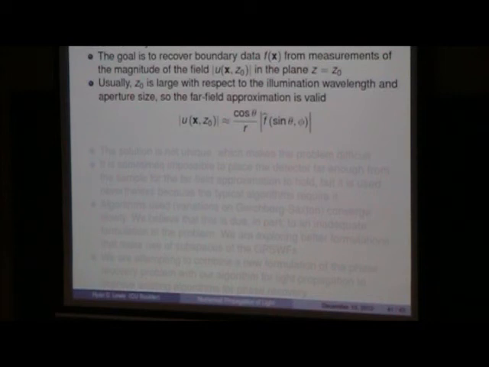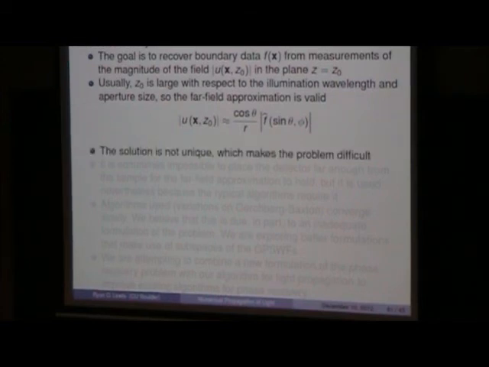And one of my favorites is the phase recovery problem. Here the goal is to recover boundary data from measurements of the magnitude of the field at some faraway plane. In the usual setup here, the propagation distance Z0 is large with respect to illumination wavelength and aperture size, so the far field approximation is valid. And in that case, the magnitude of the field is proportional to the Fourier transform of the boundary data. And that's the sense in which people call this a phase recovery problem.